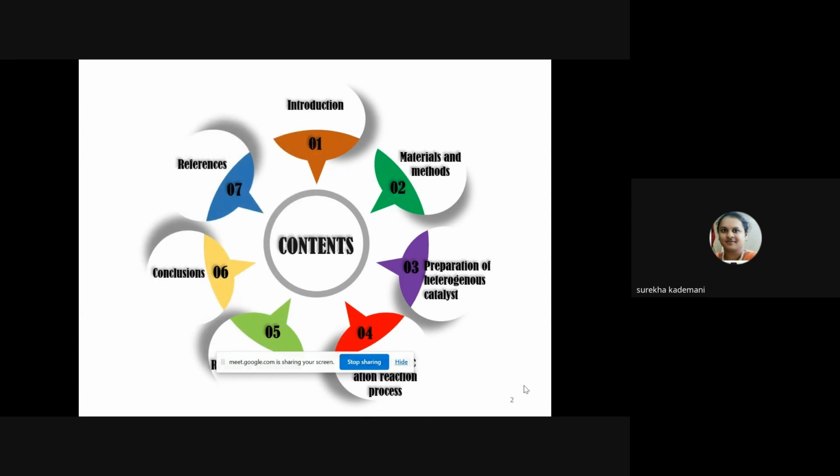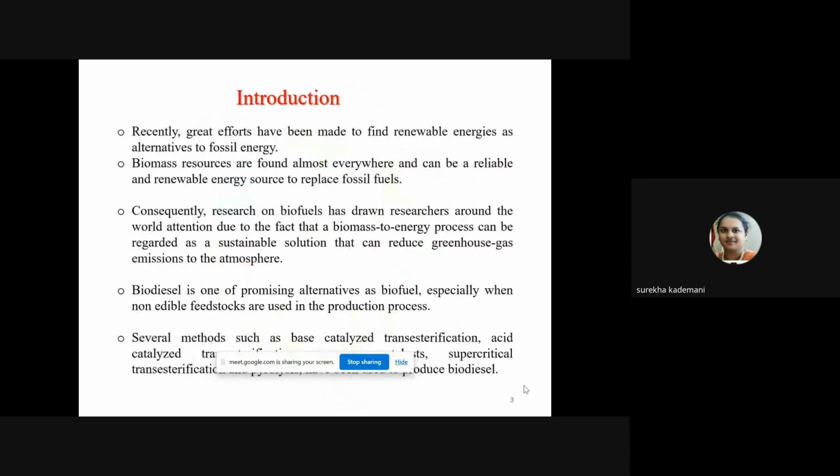These are the contents: introduction, materials and methods, preparation of heterogeneous catalyst, and transesterification reaction, results and discussion, conclusion, and references. Introduction. Recently, great efforts have been made to find renewable energy as an alternative to fossil energy. Biomass resources are found almost everywhere and can be reliable and renewable energy sources to replace fossil fuels.